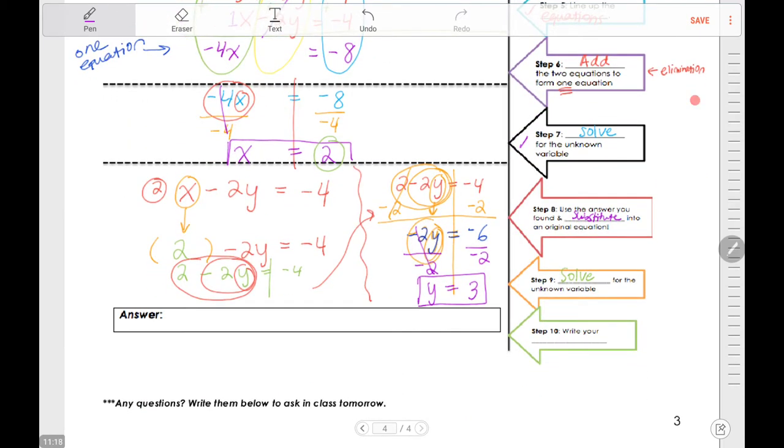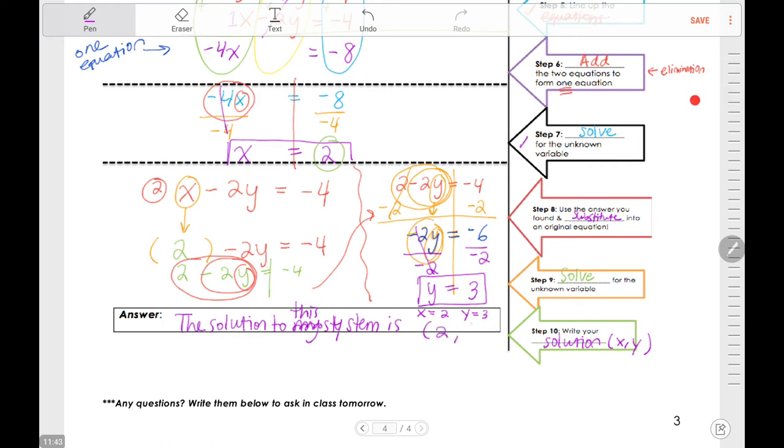So step 10 is to write our solution. And remember, our solution is an xy coordinate. We're talking about systems. So the solution to my system, or to this system, is x equals 2 and y equals 3. I like to write that on top so I remember that the coordinate is 2, 3. We got these from solving, all these steps in between.